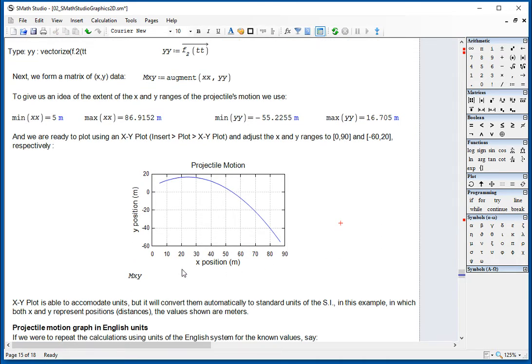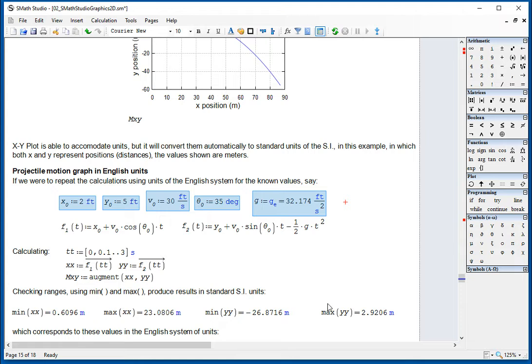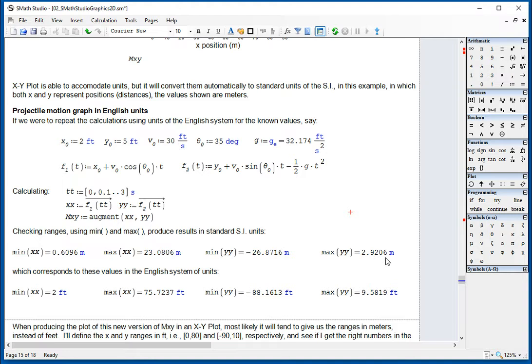Then I simply type mxy. Now, this works fine when you're working in the international system, because the units that you have in your matrix are in the basic units of the international system. But if you're working with units of the English system and define your functions and do all the calculations just like we did before, we find that when evaluating minimum maximum, we end up with meters.